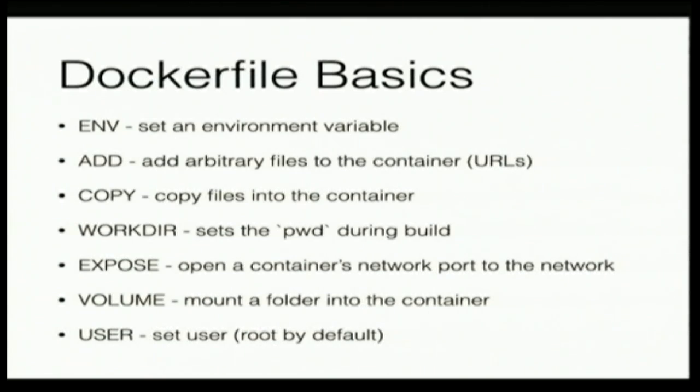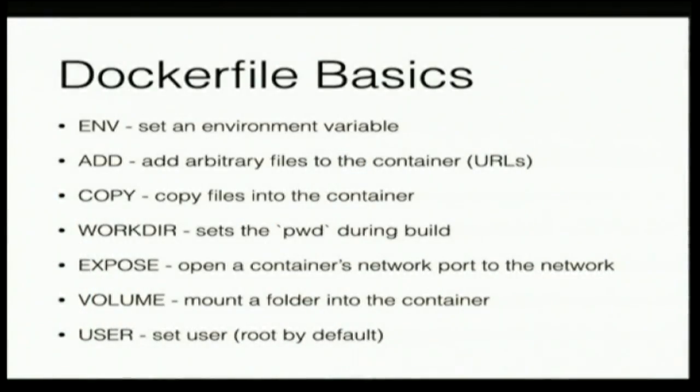Copy will copy folders from your local computer into the container. The work dir is what's going to set the present working directory. And what's cool about this is it actually keeps that, and that persists for the rest of the Dockerfile. We'll see what that means in just a minute. Expose will open a container's network port to the network that the host is running on. Volume will mount a folder from your local computer directly into the container. So this is cool because changes that you make inside the container will persist outside of the container. And lastly, user will set the user inside the container when you're executing commands. It's root by default, but you can change that.